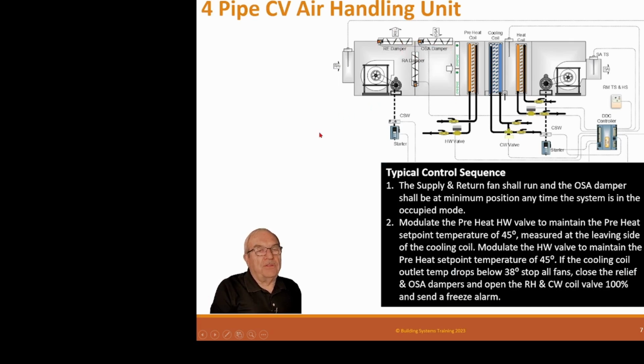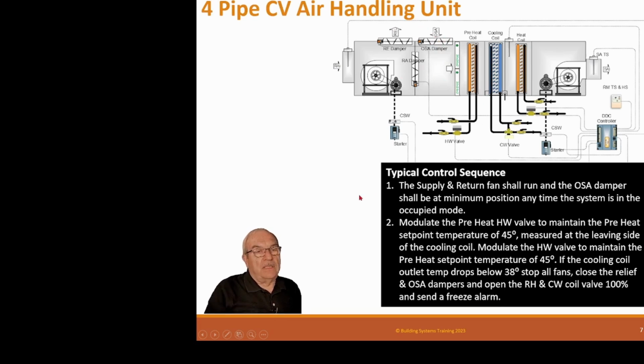And now the sequence of controls. The supply and return fan shall run and the outside air damper shall be at minimum position anytime the system is in the occupied mode. So remember, this outside air damper is going to be closed when we're unoccupied. When we're occupied, it opens to the minimum outside air requirement because that's constant volume. And then when we're in economizer, it's modulating between that minimum position and full open to maintain this room temperature.